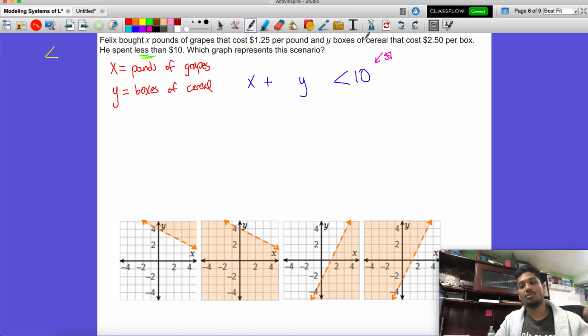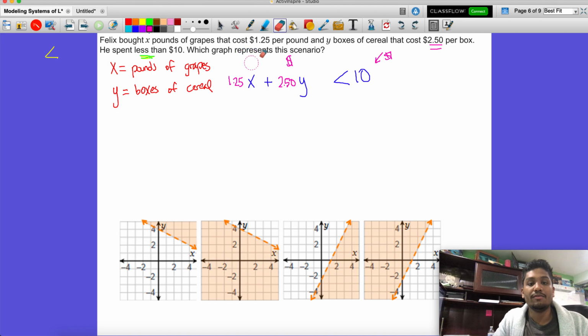But you can't just walk into a store and pick up a box and that's it, right? The thing that's associated to that box is the cost. And so he's paying $2.50 for every box of cereal, and he's paying $1.25 for every pound of grapes. Okay, now this whole piece tells you the total amount of money on grapes plus the total amount of money on cereal, which should be less than $10 altogether.